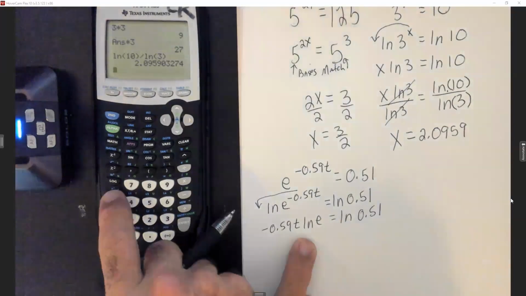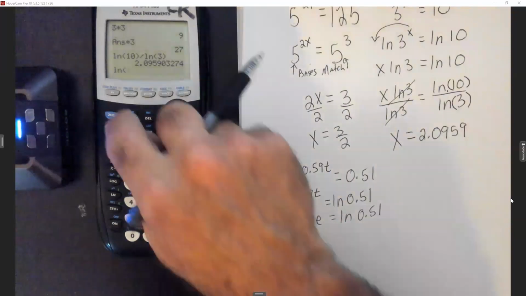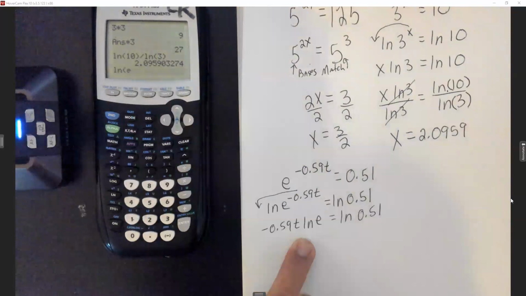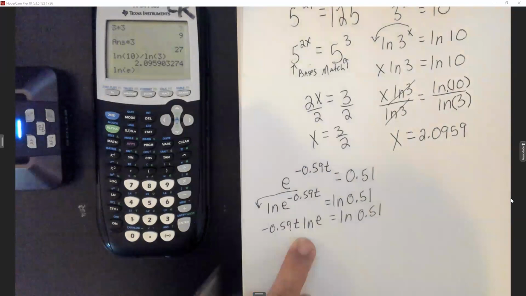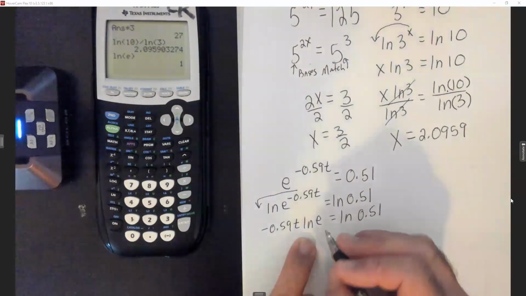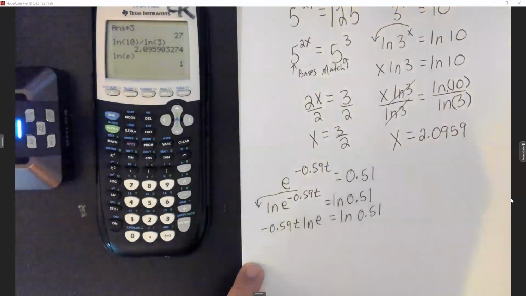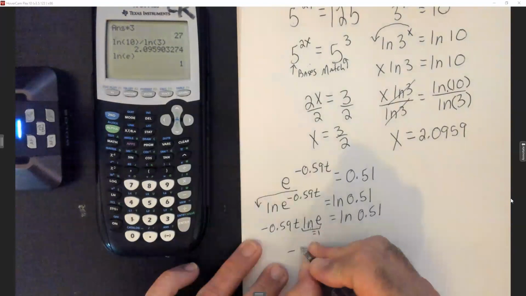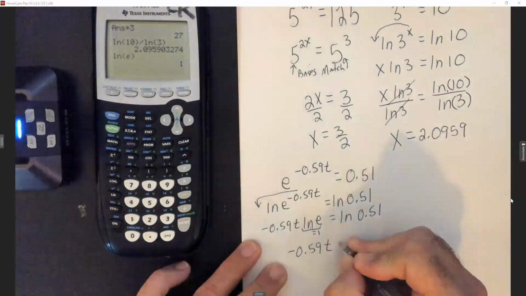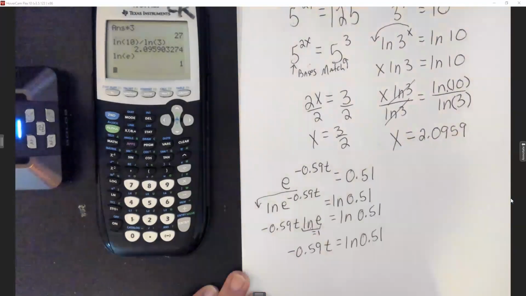When I hit ln, and you see that little blue E above the decimal, the divide sign, so hit the blue button and the divide. It puts the E in there and then close parentheses. Watch what this ln of E equals. It equals 1. Because remember, log base E of E, anytime the base matches the result, it equals 1. So this part right here equals 1. So you really got a negative 0.59t equal to your ln 0.51. So anytime something equals 1, it's basically you're multiplying it by what is there, okay?